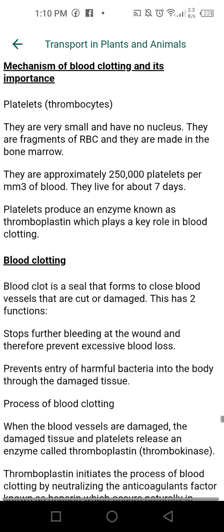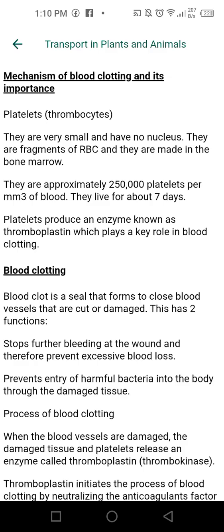Mechanism of blood clotting and its importance. Platelets, thrombocytes. They are very small and have no nucleus. They are fragments of RBC and they are made in the bone marrow. There are approximately 250,000 platelets per cubic millimeter of blood. They live for about 7 days. Platelets produce an enzyme known as thromboplastin which plays a key role in blood clotting.